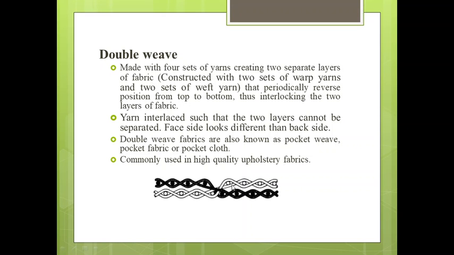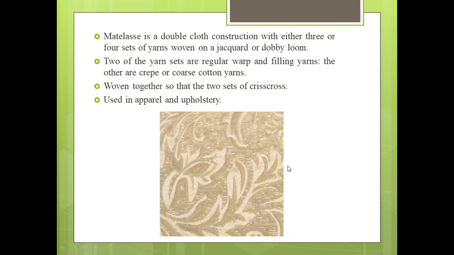So the yarn is interlaced in such a way that these two layers cannot be separated and the face side looks different than the back side. These double weave fabrics are also known as pocket weave, pocket fabric, or sometimes pocket cloth, and these are commonly used in high quality upholstery fabric. This matelassé is an example of the double weave.